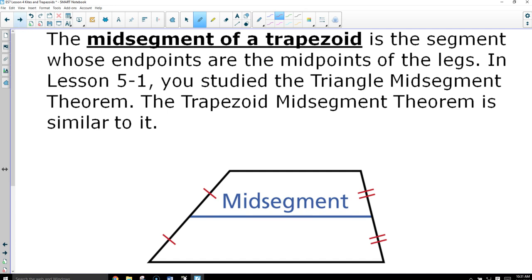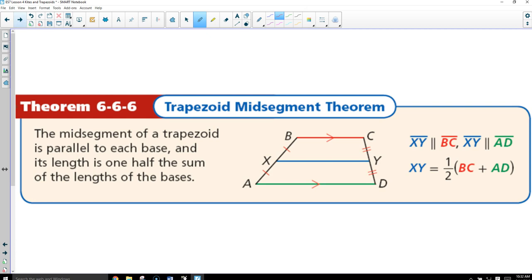The mid-segment. You remember we did mid-segment with triangles? The mid-segment of a triangle connected the midpoints. Same thing on a trapezoid, so it's connecting the midpoints of your legs. Remember that the mid-segment theorem said that it was half as long as the side that it didn't touch. For a trapezoid, it's a lot the same. It's actually the average of your two sides.